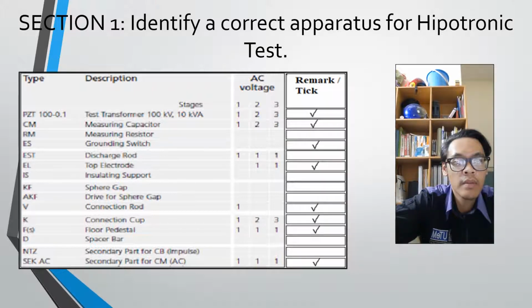and we use type CM for the measuring capacitor, then type ES grounding switch, then EL for the top electrode, then type V for the connection rod, then K for the connection cup, type FS for the floor pedestal, and lastly type SEK AC for the secondary part for CM AC.